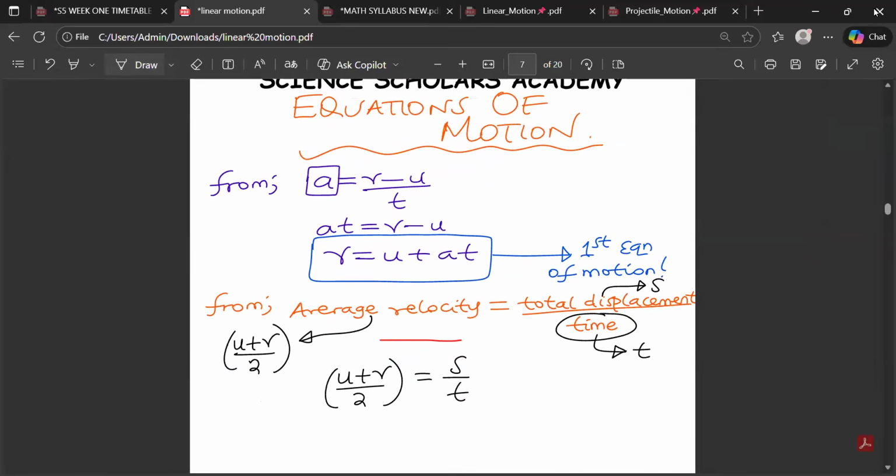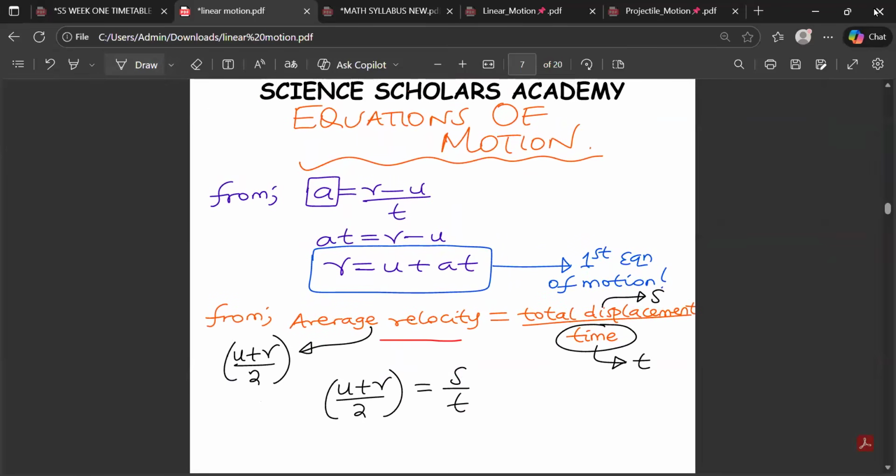The first equation of motion was derived from the definition of acceleration, and all I did was to make v the subject. Then how are we going to derive the second? We are going to derive the second in a way of average velocity, being total displacement over time. Average velocity, we have just talked about before I introduce the equations of motion. Time, you all know it is t. Total displacement, you know s is what denotes displacement. So are we together up to that point? We proceed with cross multiplying. Are we together up to that point?